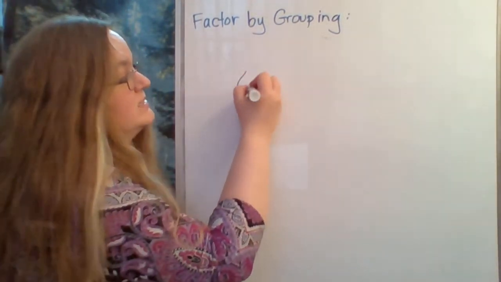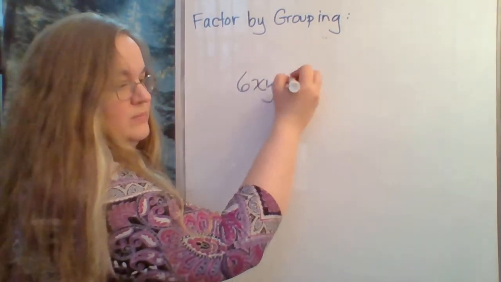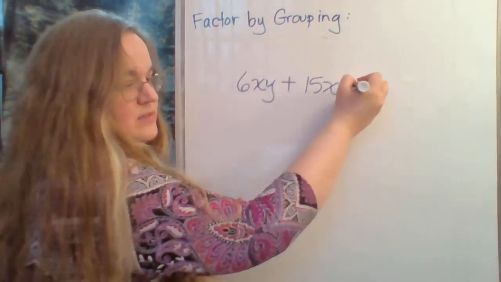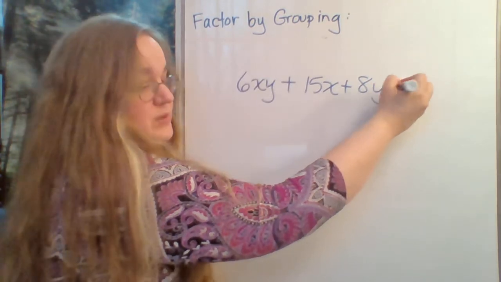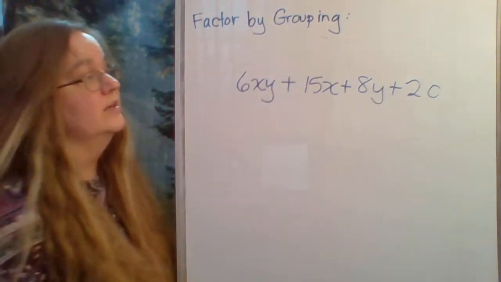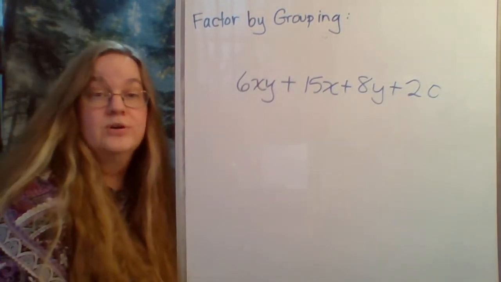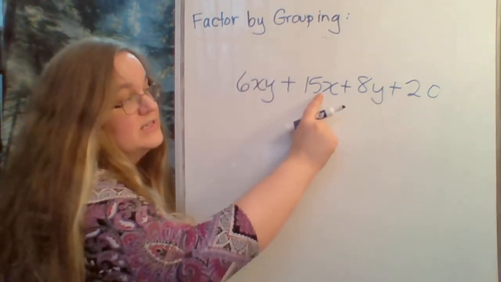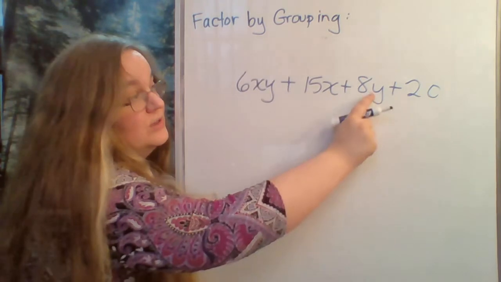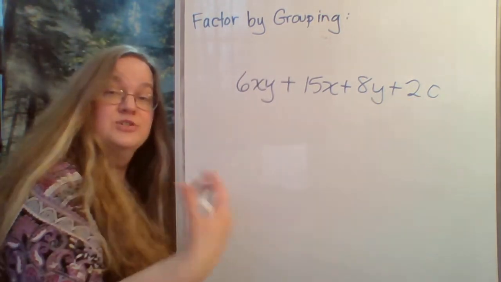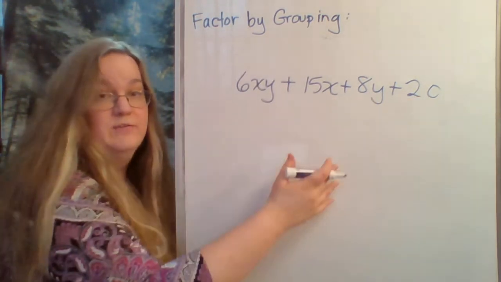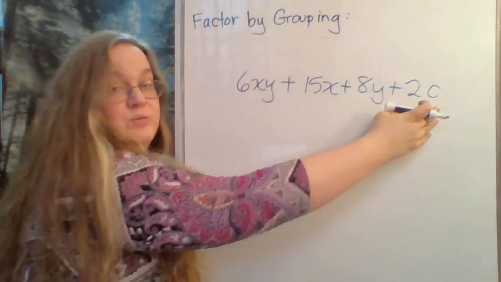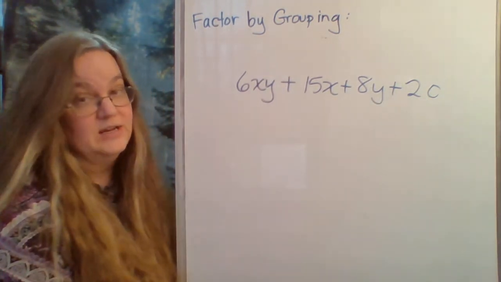So if I take 6xy plus 15x plus 8y plus 20. When you're looking at this, there are no common factors that can go in all of them. 2's not going to work because that one's not even. 3's not going to work because it doesn't go into those 2. As you look at the list, there are no numbers that work for everything. I don't have the same variable in all 4 terms, so I can't use that either.